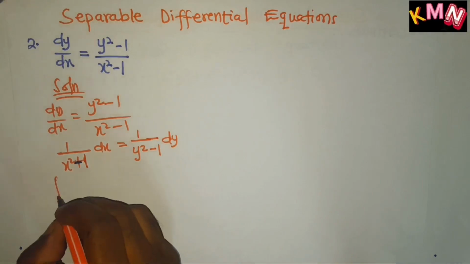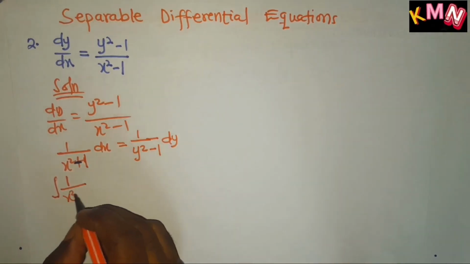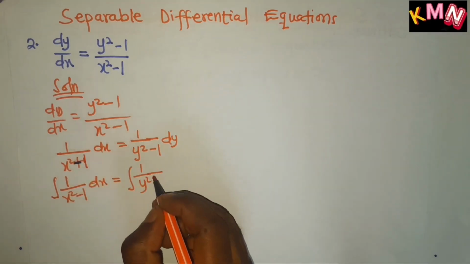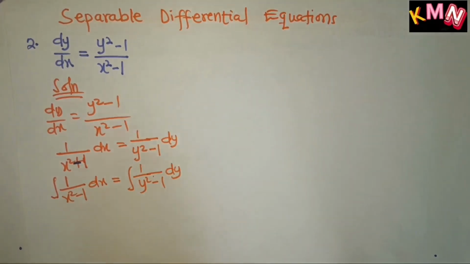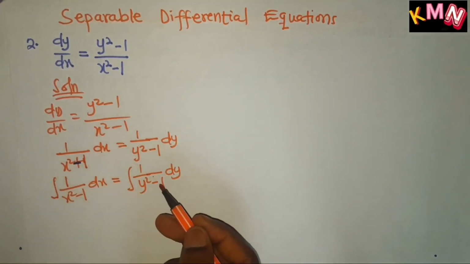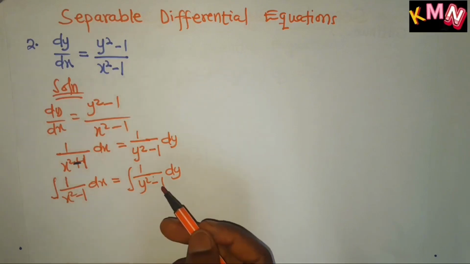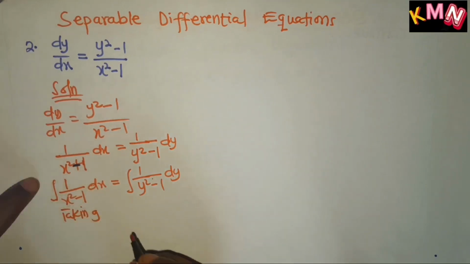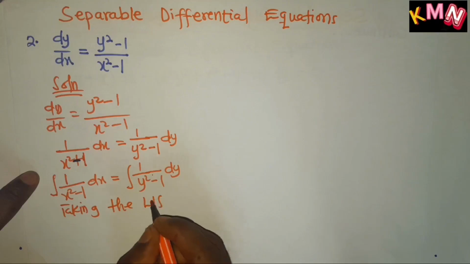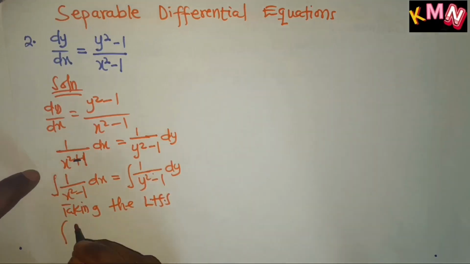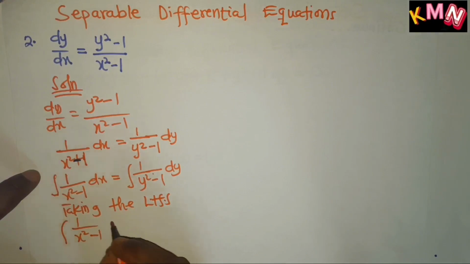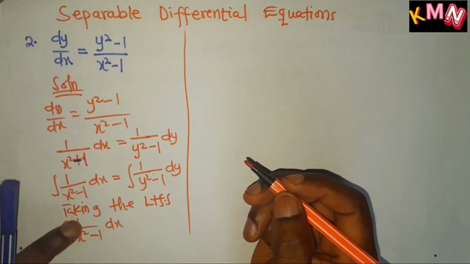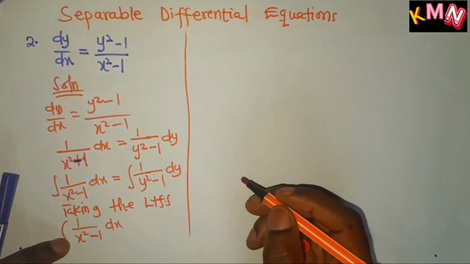Integrating both sides, you are going to get the integral of 1 on x squared minus 1 dx equals the integral of 1 on y squared minus 1 dy. So you can see clearly that what we have here is the same as what we have here. So if we deal with either the left hand side or right hand side, we are going to get the same solution. Taking the left hand side, the integral of 1 on x squared minus 1 dx. This one, the best approach to use is the partial fraction to break this one down before we can integrate further.